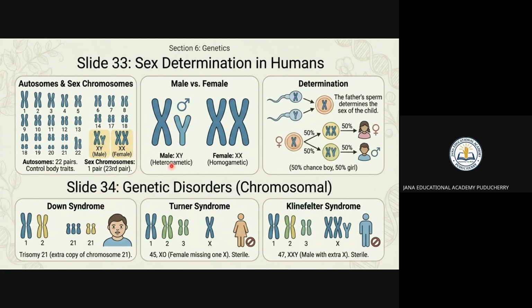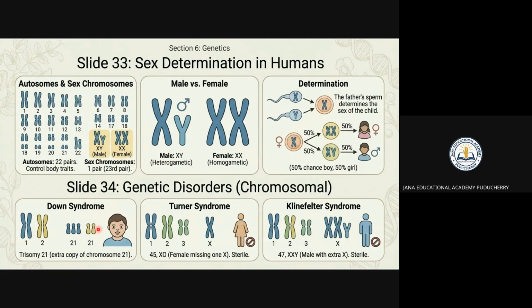If XY is there in the pair, that is hetero. I already told you that X is different and Y is different. Both are not the same. That is hetero, different, right? That is a male child. If both are the same, it is XX. That is homo, that is homogametic. That is the female child, right? So mainly the father's sperm determines the sex of the child.